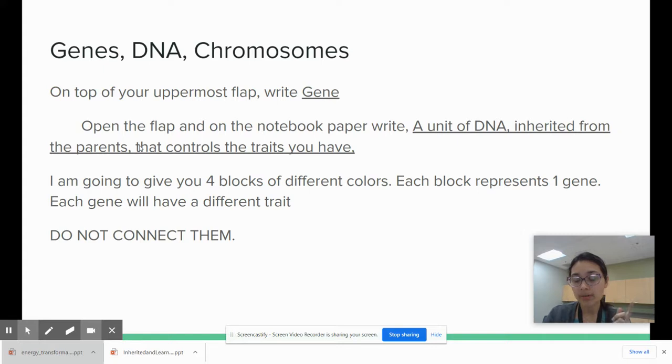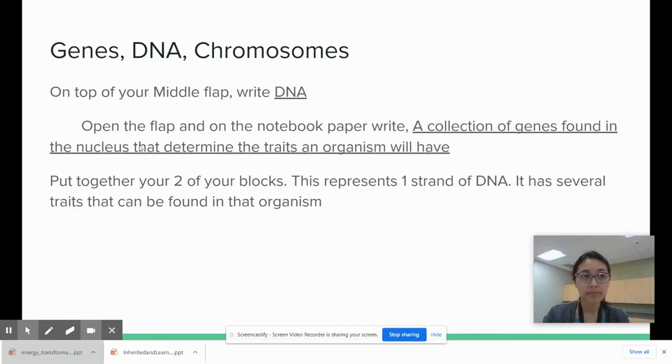The next part is just for the students in school, not at home. So those of you that are in school, you should have 4 blocks of different colors. Each block represents one gene. Each gene will have a different trait. So don't connect them yet.